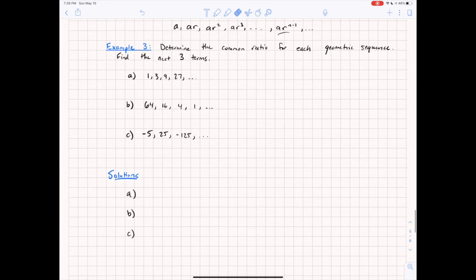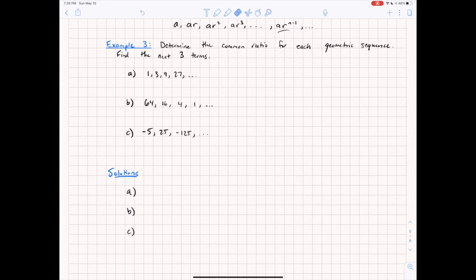So let's go through. In A, I've got 1, 3, 9, and 27. One way to find R is to do A2 over A1, which would be 3 divided by 1. So my R is 3. That's the common ratio. If I wanted to find the next 3 terms, I have 27, so I'll just multiply that by 3. 3 times 27 is 81. Multiply 81 by 3 is 243. Multiply 243 by 3 and get 729. So there's the next three terms in the sequence.